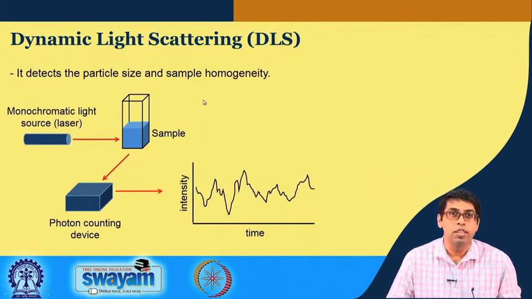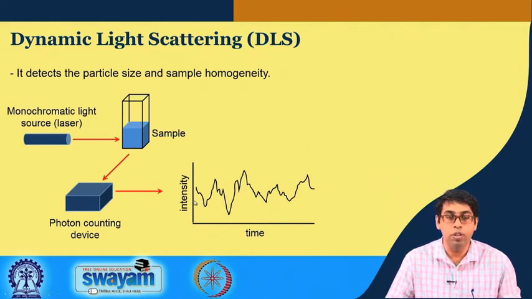Dynamic light scattering detects the particle size and sample homogeneity. Again, we want to know whether our protein is just a monomer or whether it has higher oligomeric states and things like that. The setup of this experiment is very simple. You have your sample in a cuvette like this or a sample holder, and a source which generates monochromatic light, in most cases a laser, is incident upon your sample, and then the photons are counted in a device like this.